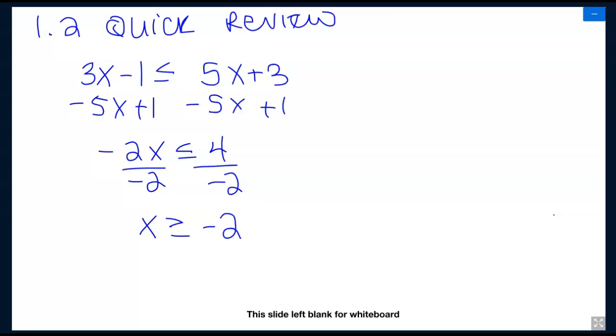And here, we won't really be using this type of notation. We're going to be using brackets and parentheses. So inclusive is a bracket, and these x values are bigger than negative 2. So our solution set is from negative 2 to infinity.